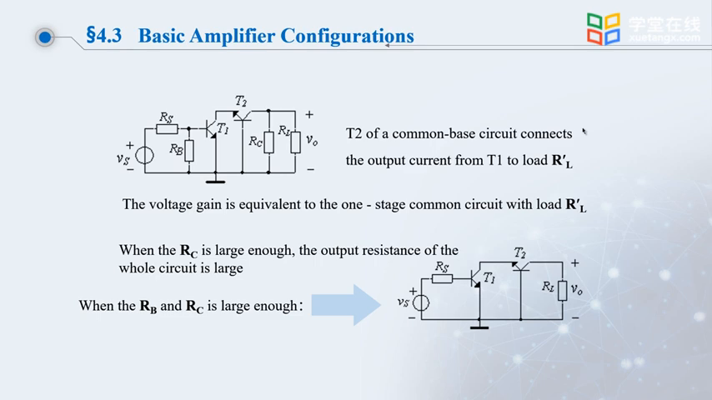In the circuit, if RC is large enough, then the output resistance of the entire circuit will increase. If RB is big enough, RB can be treated as an open circuit, because RB and RBE are connected in parallel. If RB is large enough, the equivalent resistance at this time is equal to RBE. If RC is large enough, at this time the equivalent load is RL.